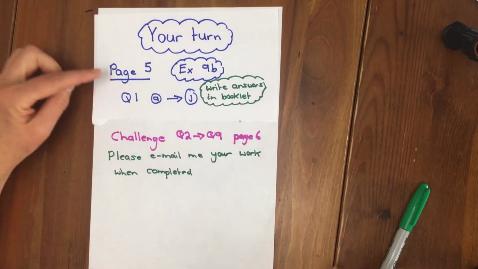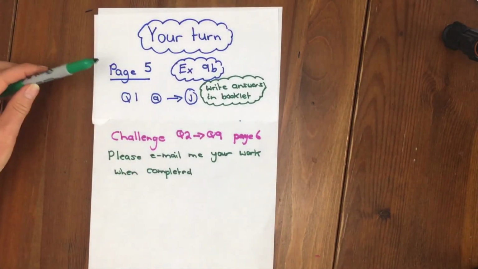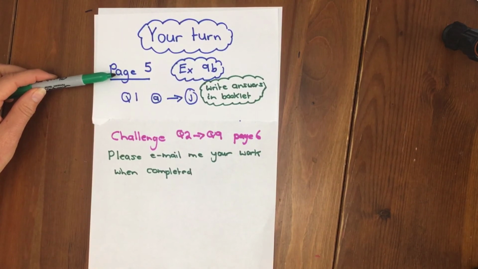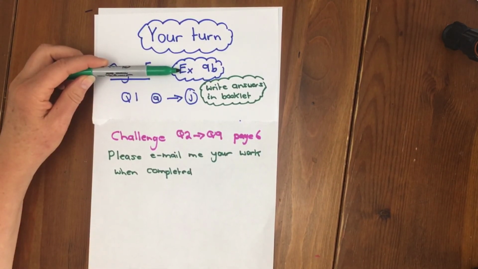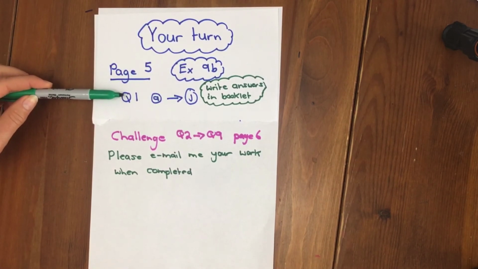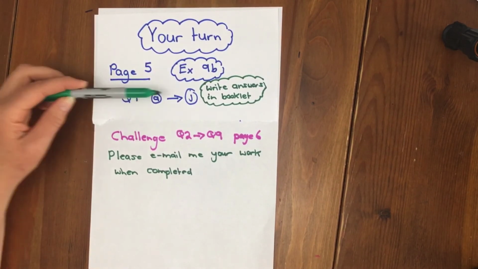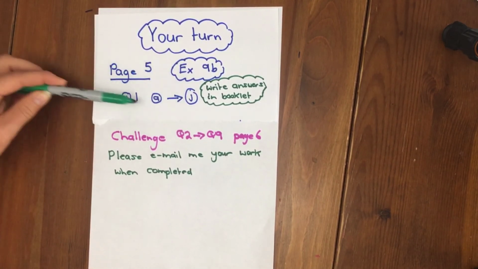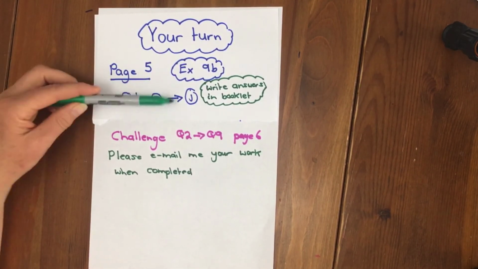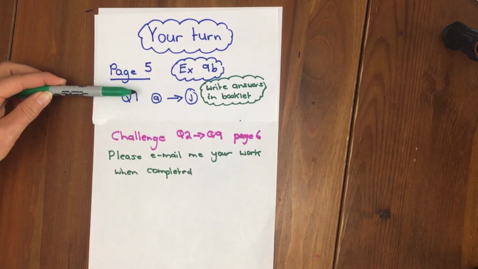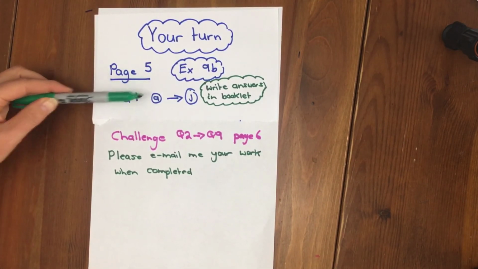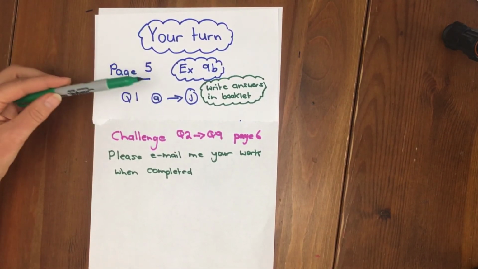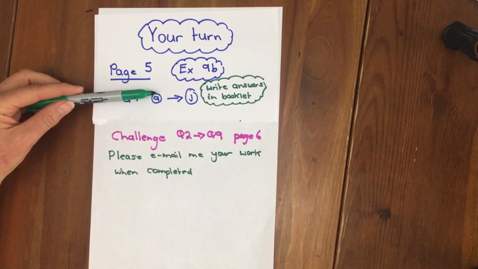So, I would like everyone, please, to turn to page 5 in your Chapter 9 booklet. It's exercise 9B, and everyone to have a go at question 1, please, A to J. Write your answers in your booklet and email them to me when you're completed. Try and get them on the day that they're set. It's easier for you if you do it that way and you just get it out of the way and tick it off your list of things to do.